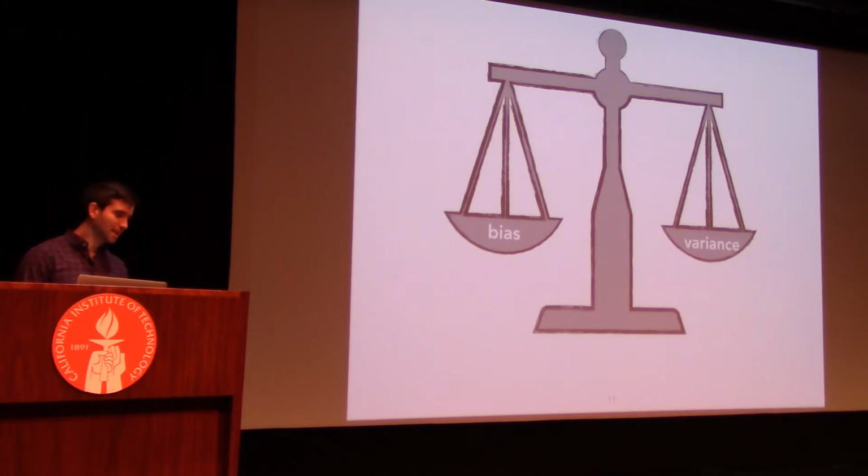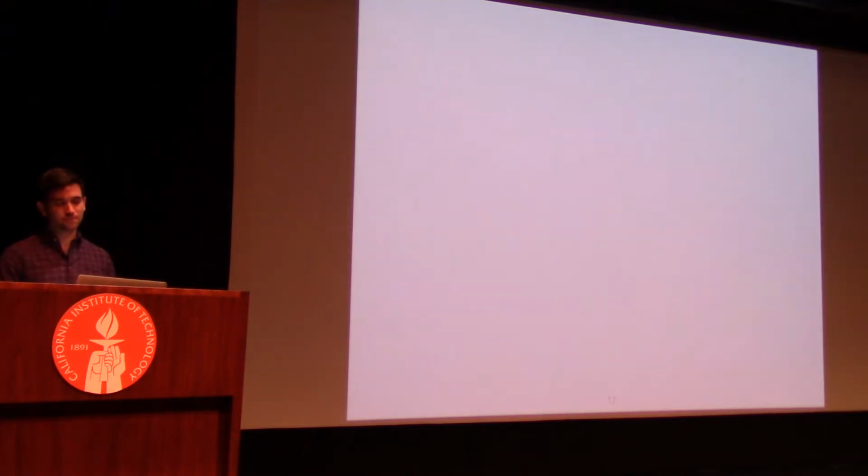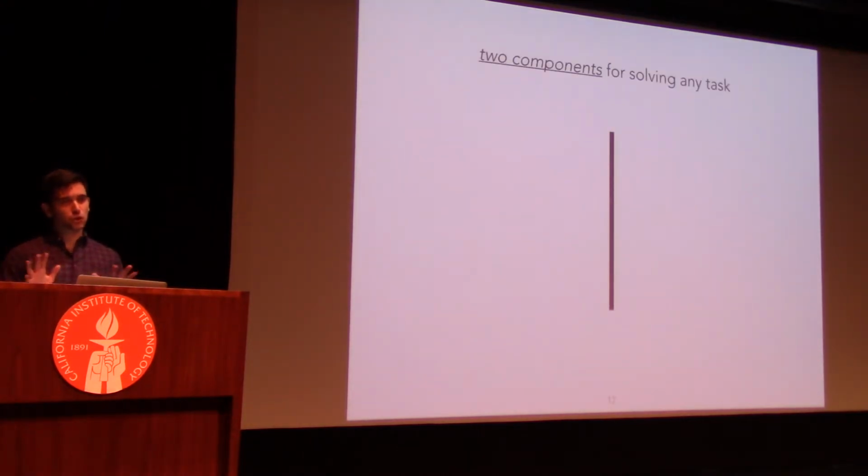And the main idea you should take away, I think, from this entire course, especially this lecture, is this idea of the bias variance decomposition or bias variance trade-off. So any task, performing any task whatsoever, involves this bias variance trade-off. So let's unpack this a little bit. There are two components to solving any task. Two components that you can build into your system.